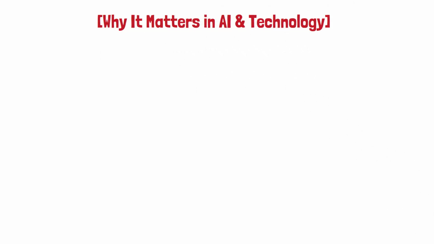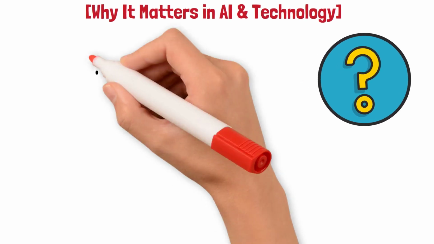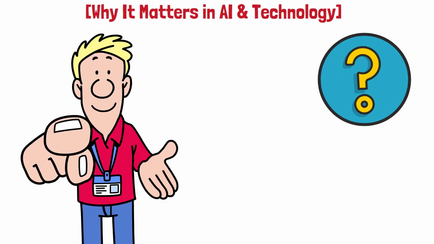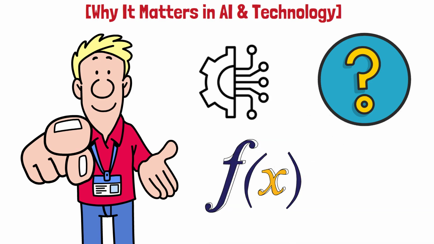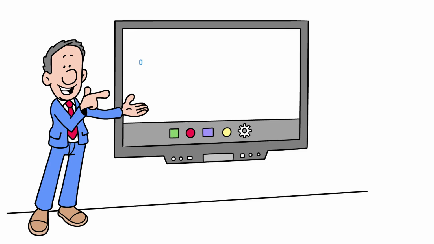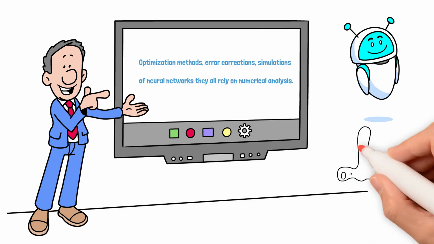Why it matters in AI and technology. Now you might be thinking, how does this connect to artificial intelligence? Well, every time you train a deep learning model, you're solving massive systems of equations with millions of parameters. Numerical algorithms make this possible. Optimization methods, error corrections, simulations of neural networks, they all rely on numerical analysis. Without it, modern AI wouldn't just slow down, it wouldn't even run.